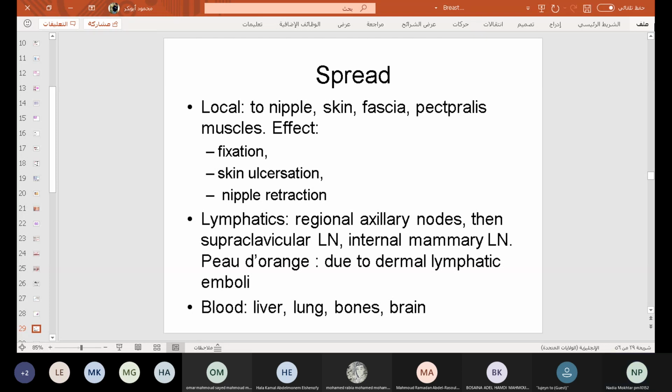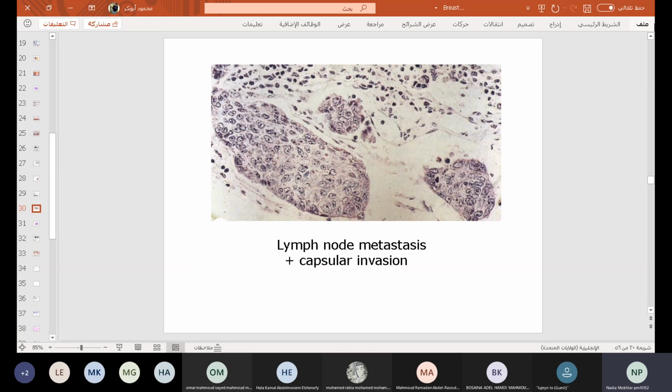Now, the local, lymphatic, and blood spread will affect the stage of the tumor, whether the tumor is still in an early stage or a late metastasizing, disseminating disease. This is a lymph node metastasis. So it means that this lady has a breast cancer that already metastasized to the lymph nodes and even extended towards the capsule of the lymph node. Next.